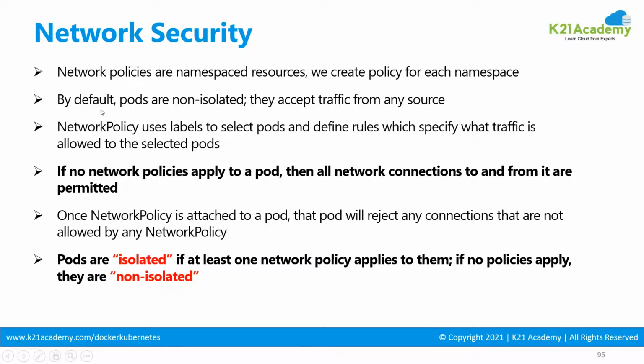Network policy uses labels. By default, pods are non-isolated. They accept traffic from any source. And you see this: if no network policies apply to a pod, then all network connections to and from it are permitted. Once a network policy is attached to a pod, that pod will reject any connections that are not allowed by any network policy. Right? So by default, all other connections will be rejected. If there is any other network policy, it will follow. But other than that, it will just reject all the connections that are not allowed by any network policy.